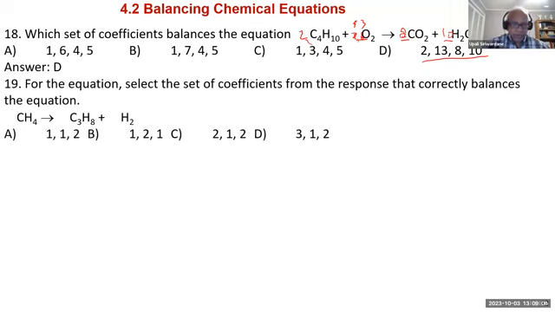So we have this equation. To balance, you start with 3 here. The only set of numbers that starts with 3 is the choice D. So this is 3. 3 times 4 is 12 hydrogens, 8 hydrogens there. To make it 12, you put a 2, and 12 hydrogens, 8 plus 4 is 12. So that's the correct answer for that.